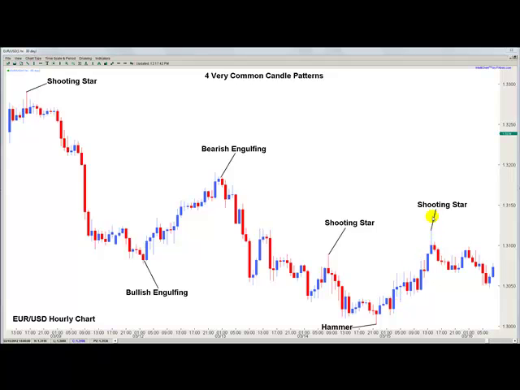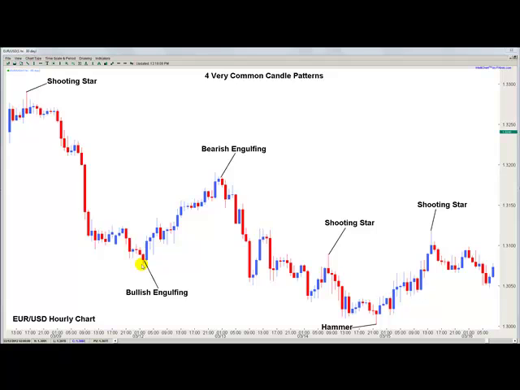Here you have another shooting star. I won't re-explain that because we've seen a few of those, but you can see how accurate they are. It doesn't mean, again, that every single one of them will work out, but what it does mean is you have high probability trades, and you can place your stops usually just beyond the wicks in your trade. That goes for the hammer or the shooting star.